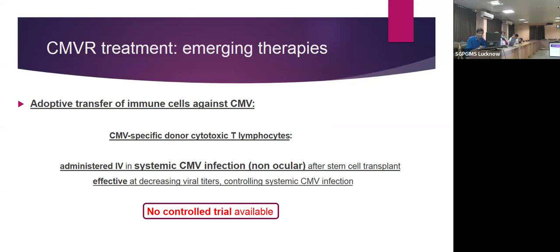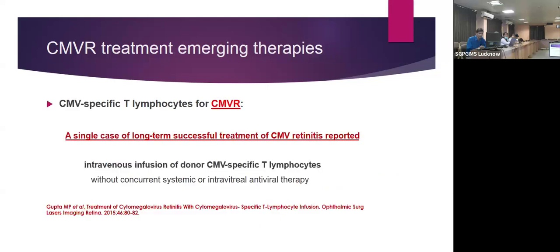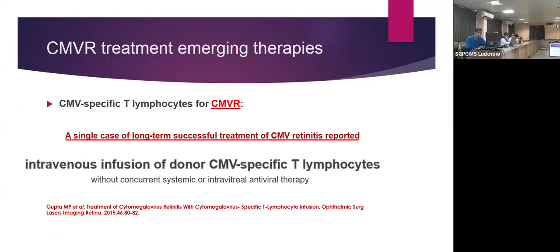People have shown it is effective in decreasing viral titers, and PCR copies are getting low after this treatment. That is indicative of the control of infection. But only one case of long-term success is reported in CMV retinitis, and that also reported up to 6 months with no recurrence. That is a very good period with no recurrence after the transfer of these CMV specific T lymphocytes that was given intravitreal.